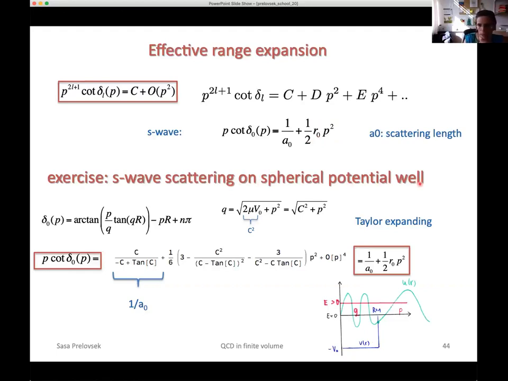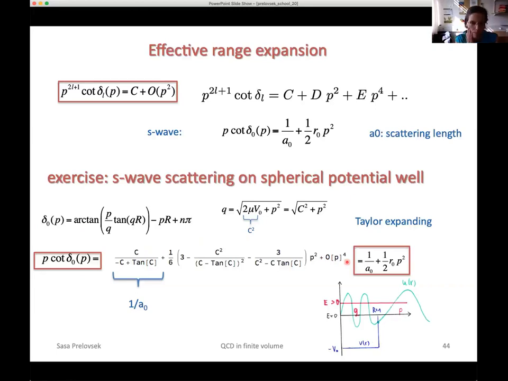Okay, so for an exercise, if you'd like, you can do the scattering in the spherical well potential, which we had, and there we derived the exact formula for the phase shift in terms of the momentum. Of course, it depends on the product of the potential and the mass, which I call C here. You can put this expression, p times cotangent delta, into Mathematica and make a Taylor expansion in momenta. You'll see that you really get some constant plus some constant times p squared and so on and so forth. So this could be taken as an exercise if you like.